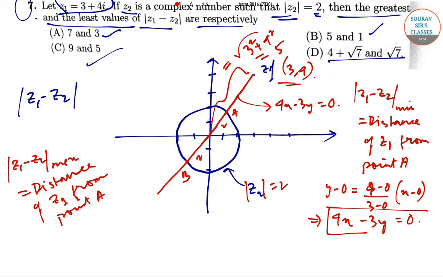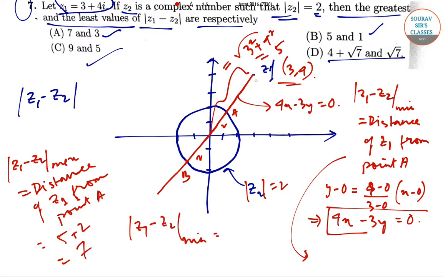So Z1 minus Z2 maximum will be 5 plus 2, that will be equal to 7, and the least value, Z1 minus Z2 minimum, will be 5 minus 2, that will be equal to 3. So the correct option is option A, 7 and 3.